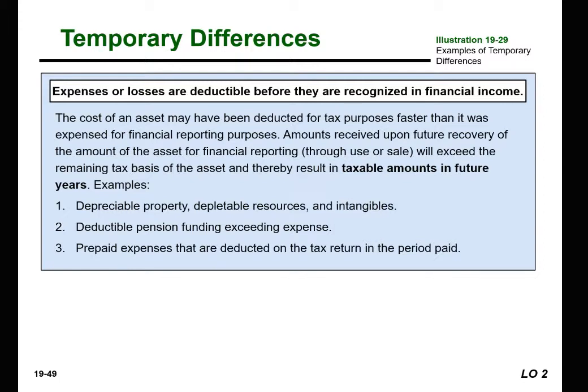And some losses that are deductible before they're recognized in financial income. The cost of an asset may have been deducted for tax purposes faster than it was expensed for financial reporting purposes. Amounts received upon future recovery of the amount of the asset for financial reporting will exceed the remaining tax basis of the asset and therefore result in taxable amounts in future years. So this is things like depreciable property, depletable resources, intangibles, deductible pension funding that's exceeding the expense, prepaid expenses that are deducted on the tax return in the period that's actually paid in.